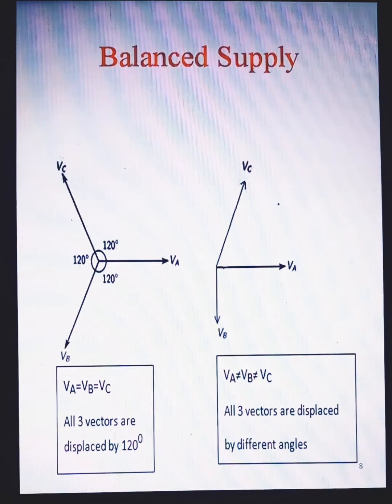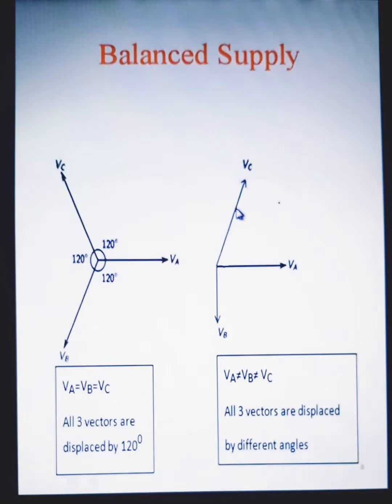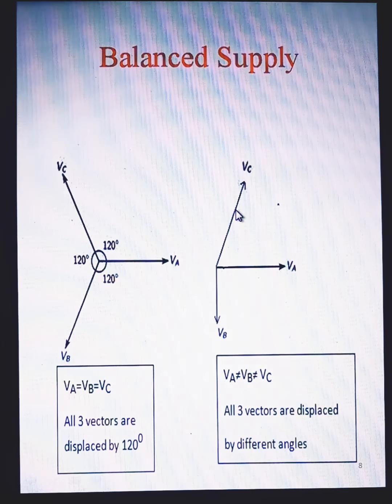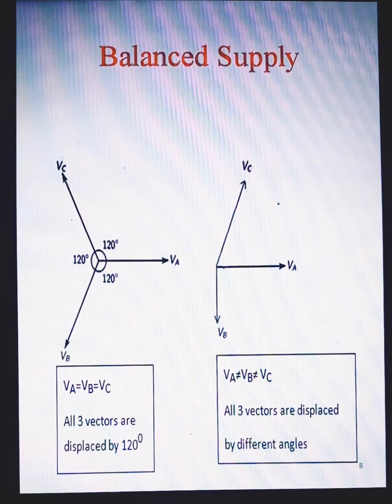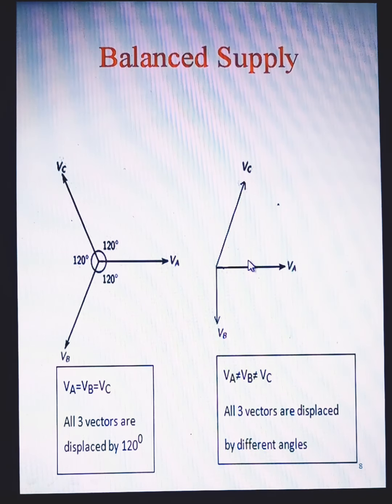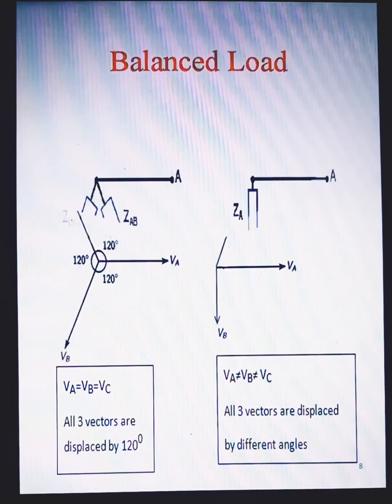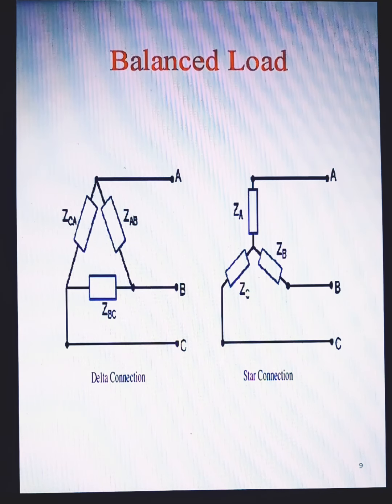Here the magnitude of the phase A voltage is not equal to magnitude of phase B voltage, and that is also not equal to phase C voltage magnitude, and the phase difference is also not equal to 120 degree. So it is considered as unbalanced supply. In case of three-phase balanced supply, the connection is done either in the form of star or in the form of delta.